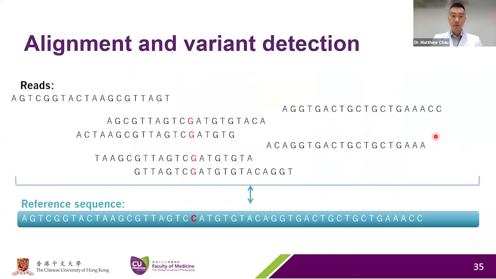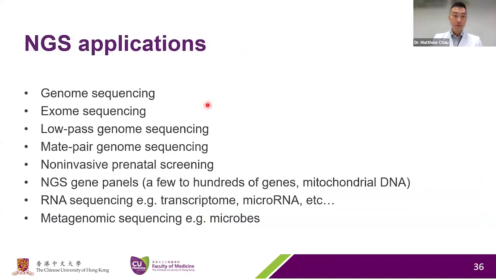For variant calling, the NGS reads are aligned back to the human reference genome, and typically we would detect any variants that are different from the reference sequence. And these variants, we would then interrogate for population frequency and also other databases to annotate their pathogenicity.